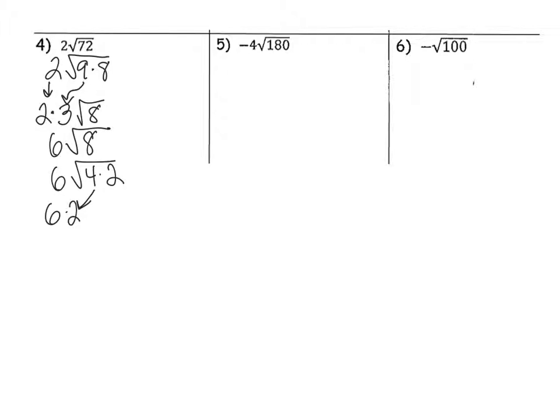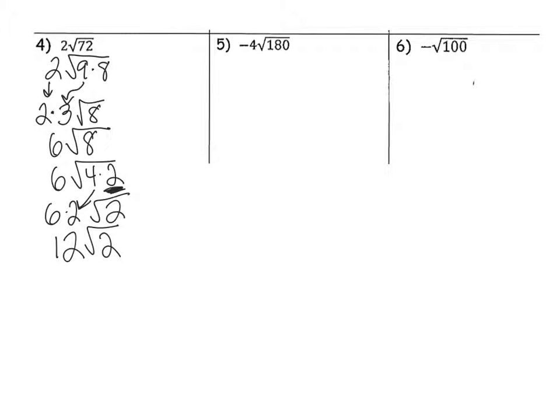What is all by itself inside? The 2. This 2 right here stays under. Square root of 2 is not a perfect square. You can't do anything. So now, final, 12 radical 2. That was nice.